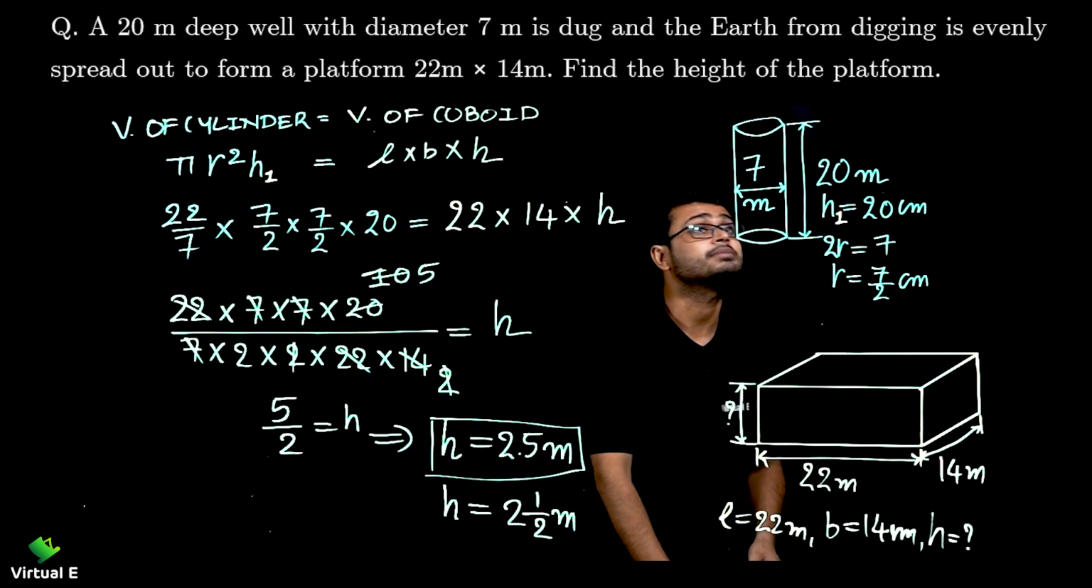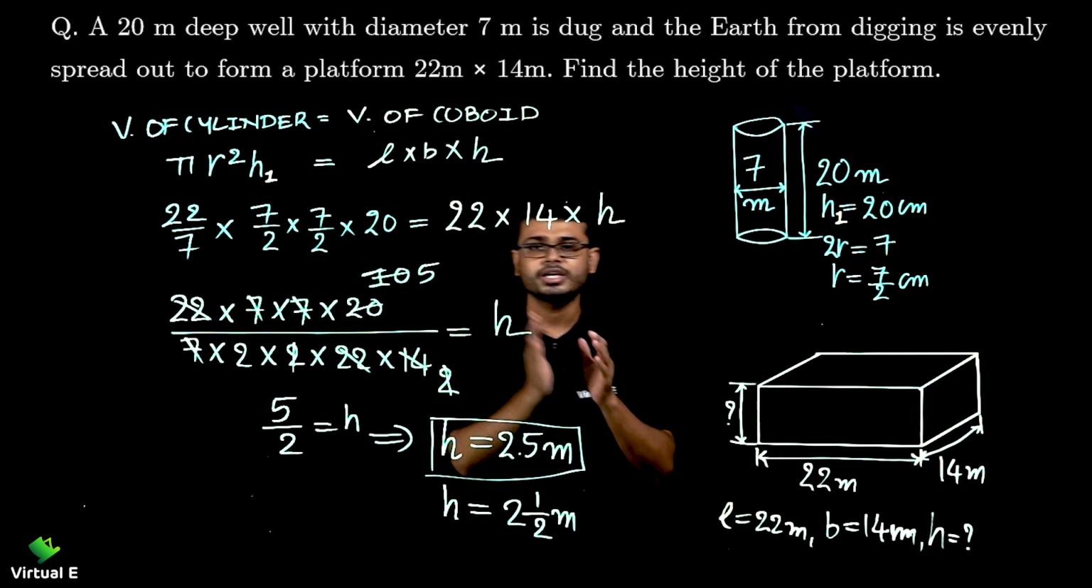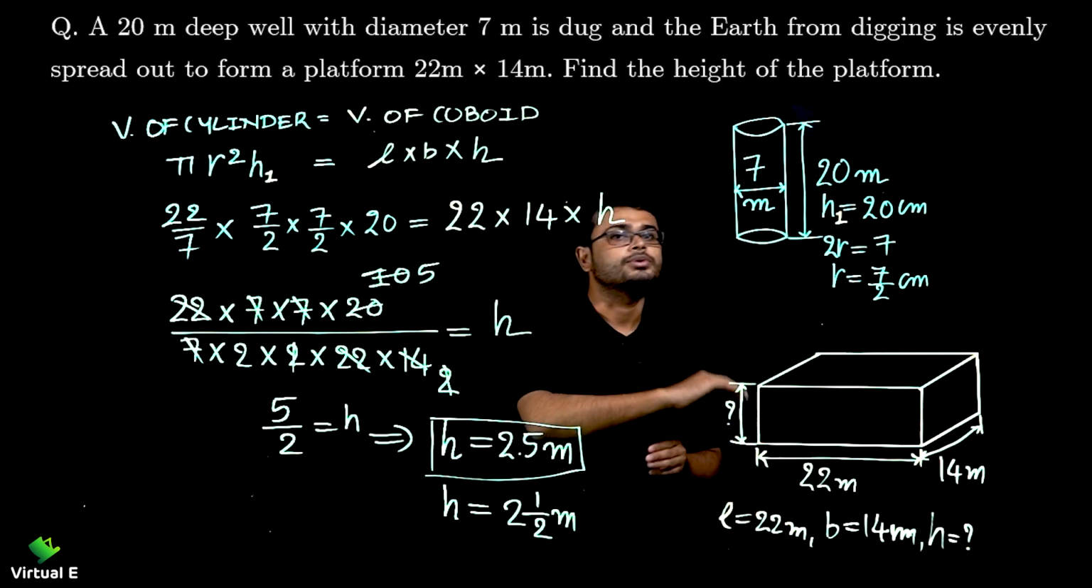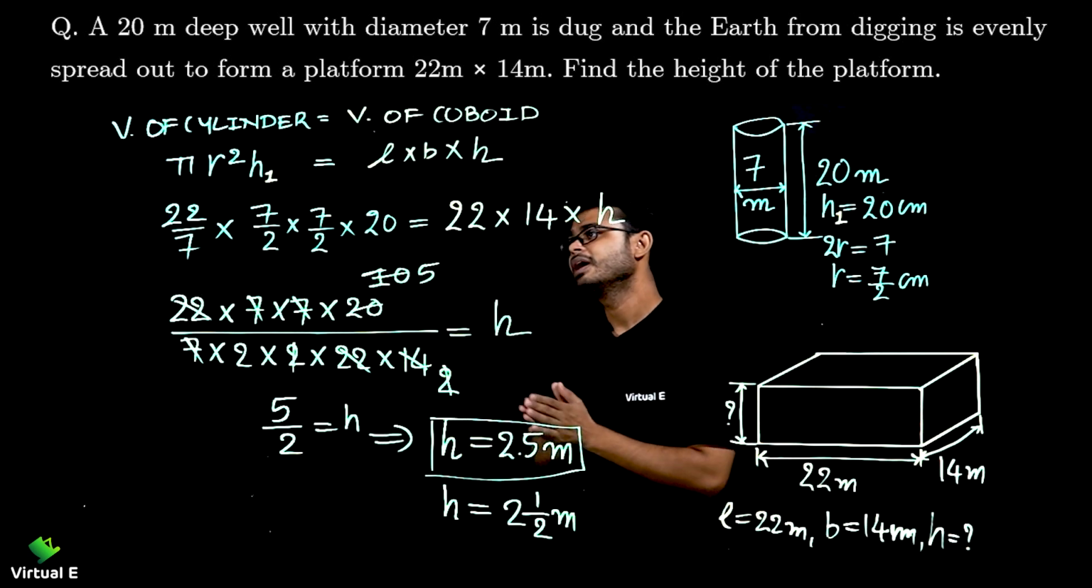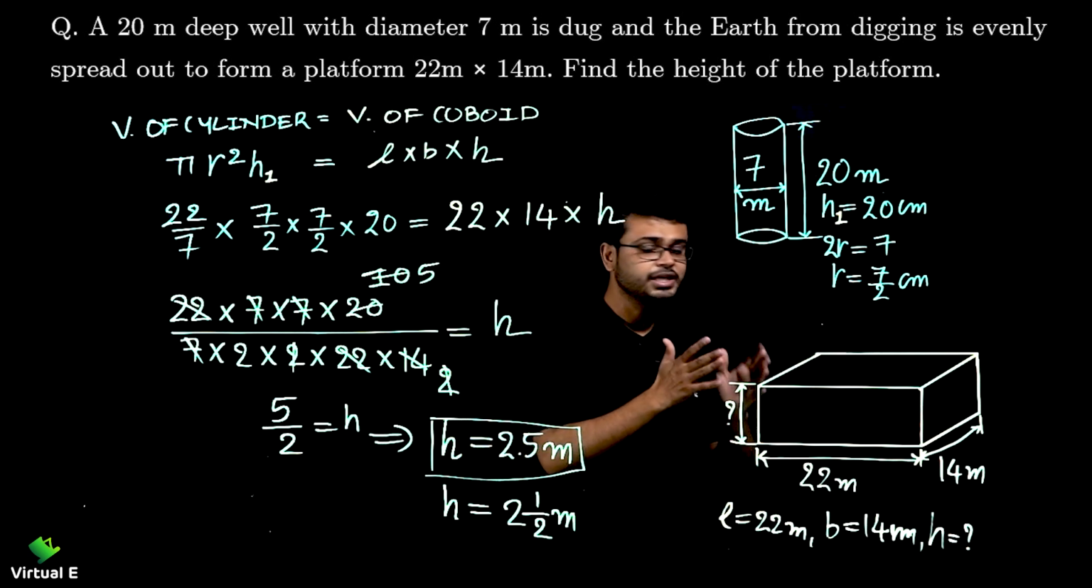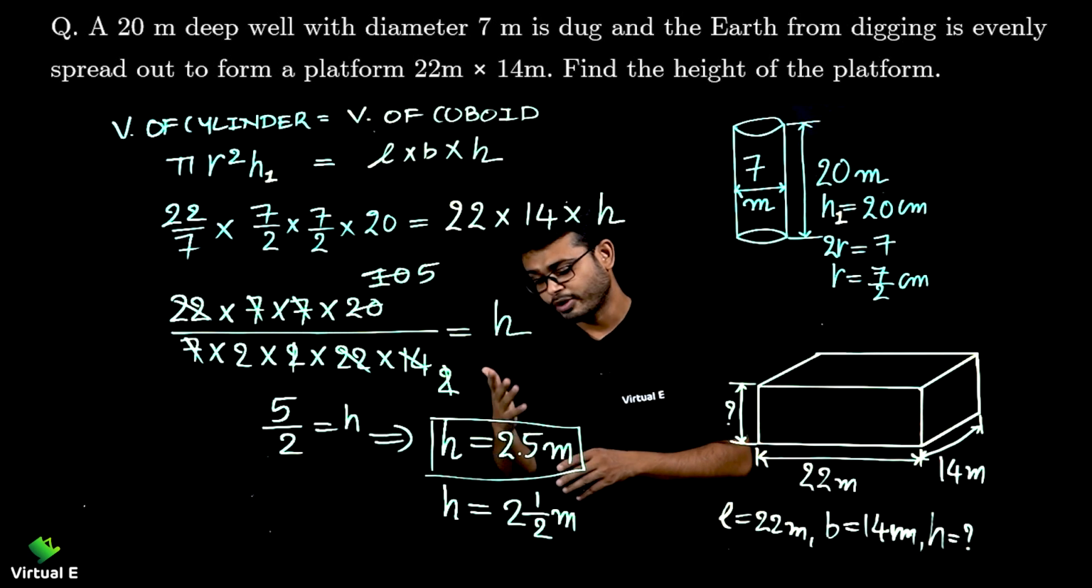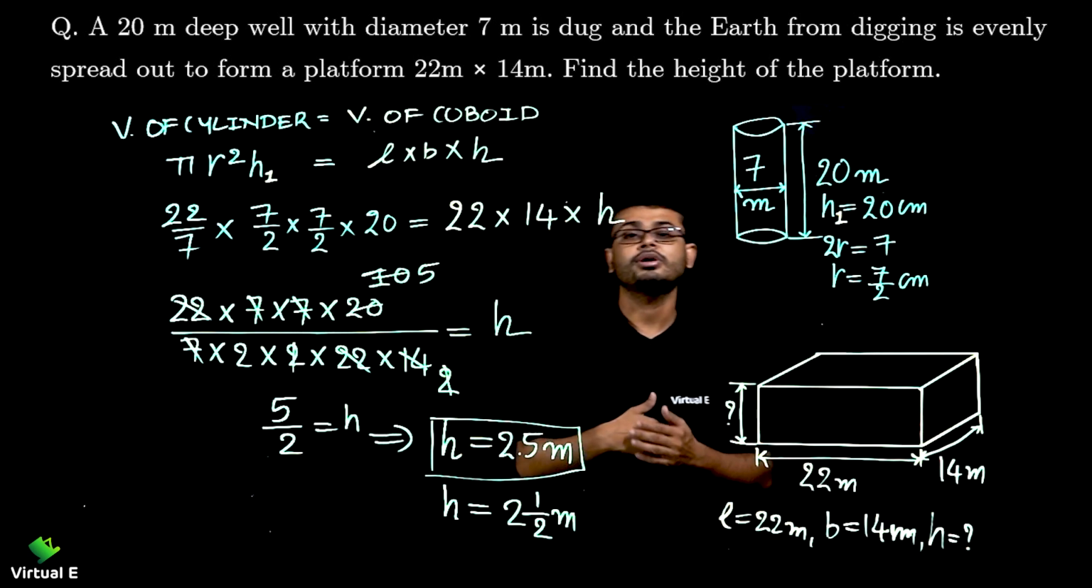Right, let's recall the concept. There's nothing new here, only the shapes. Cylinder is being converted into cuboid, and we are comparing the volume and finding the missing height for the cuboid. So the value of height is 2.5 meter or 2 integer 1 upon 2 meters.